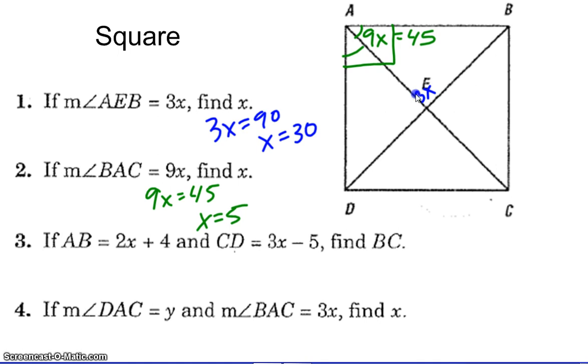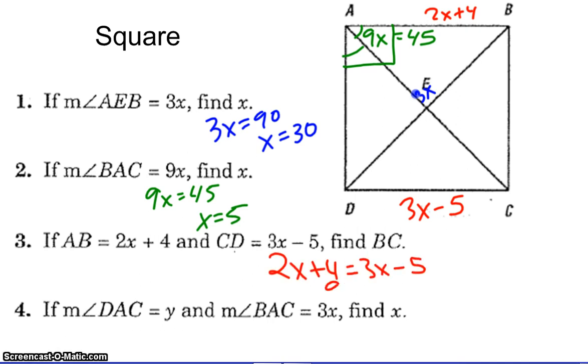In the third one, I'm getting two different sides, and I know that all the sides are congruent in a square, so I can set them equal to each other. And because I get x equals 9, I need to answer the question here. It says find BC. So when I plug 9 back in, I get a measure of 22 for this side, which has to be the measure for every side of a square.